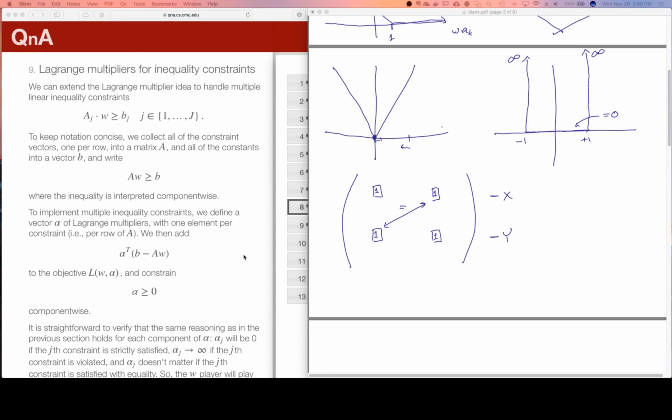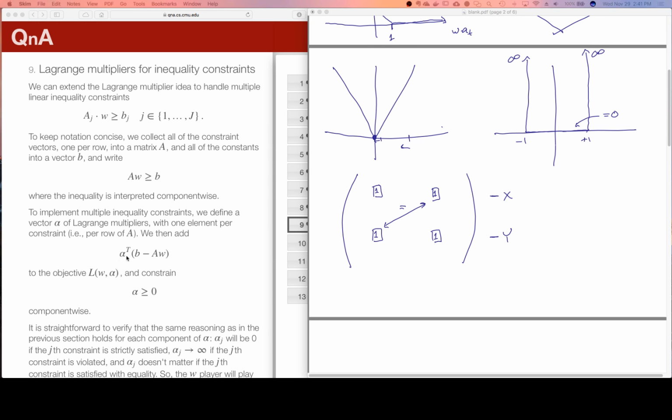So we did this for one inequality constraint, but we can do it for multiple ones. If you have a_j · w greater than or equal to b_j, which we'll summarize as A w greater than or equal to b, where A is a matrix whose jth row is a_j, b is a vector whose jth element is b_j, and greater than or equal to is interpreted component-wise, then you basically just do the exact same thing over and over again. We introduce a Lagrange multiplier for each one of our inequality constraints separately.